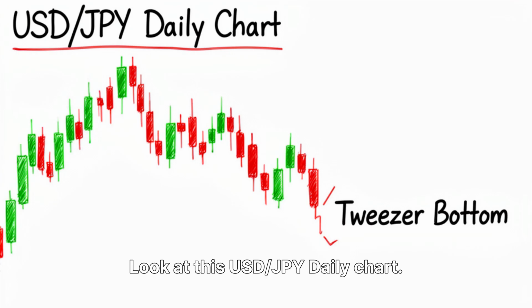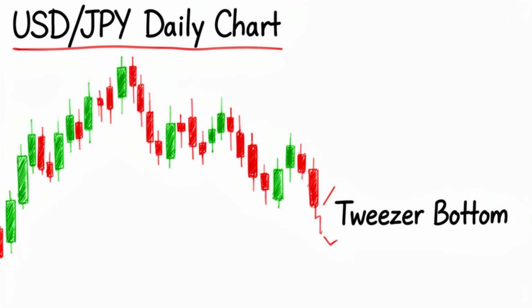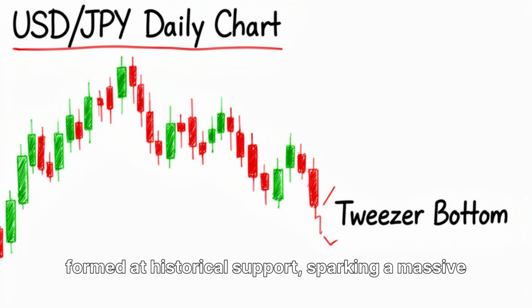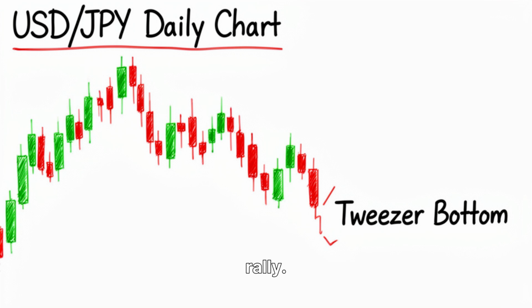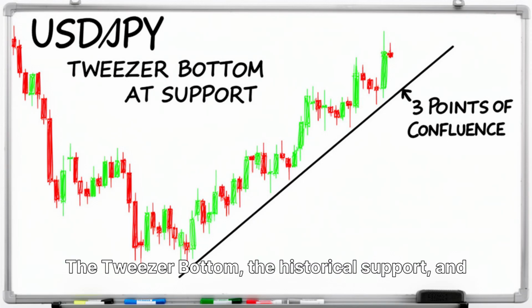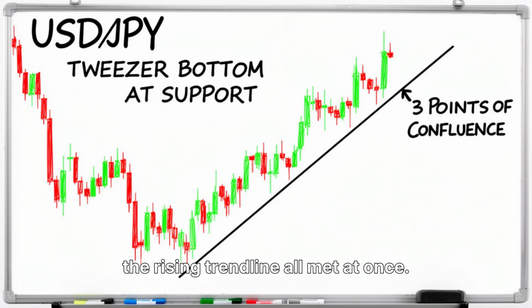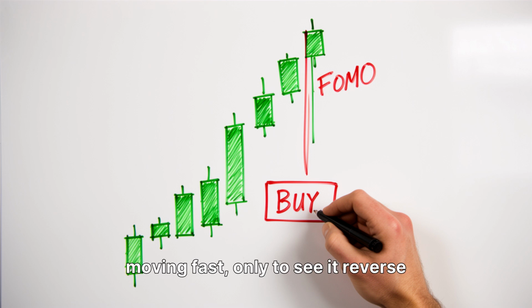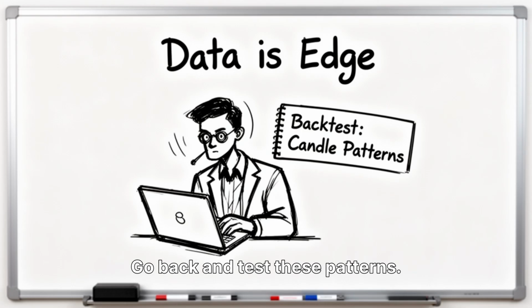Look at this USD/JPY daily chart. After a long correction, a tweezer bottom formed at historical support, sparking a massive rally. The tweezer bottom, the historical support, and the rising trend line all met at once. That is high probability trading. Avoid chasing the wick. Many traders enter as the price is moving fast, only to see it reverse and leave a long shadow.